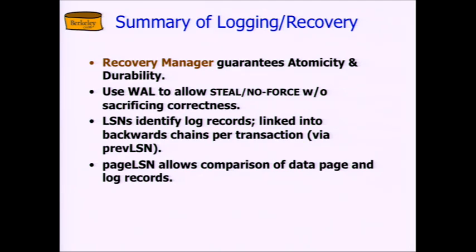And everything is sort of keyed on this order of execution in history. All right, so LSNs identify the log records. They're linked into backwards chains per transaction to give us the history of each transaction. That's what the prev LSN is for, and it lets me do my dance during undo. Right? And the page LSN allows me to compare data pages with history, with the log.